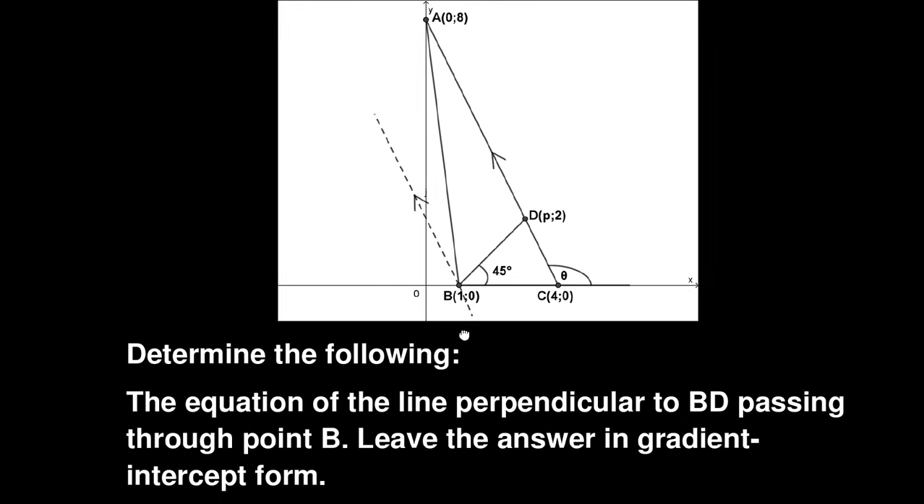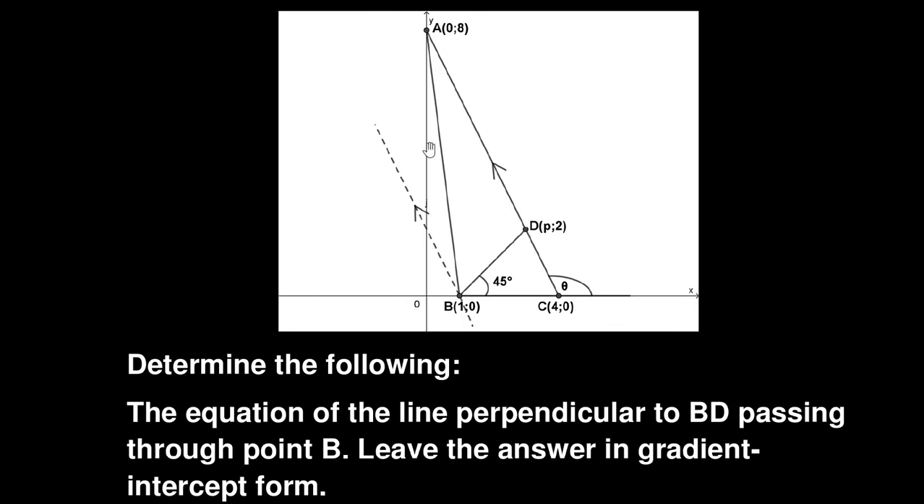The next question, still on this particular diagram, it says determine the following. The equation of the line, this time it is perpendicular to BD. So the equation of the line that is perpendicular to BD passing through point B, leave your answer in gradient intercept form. So it's still the same, but now they're using the word perpendicular.